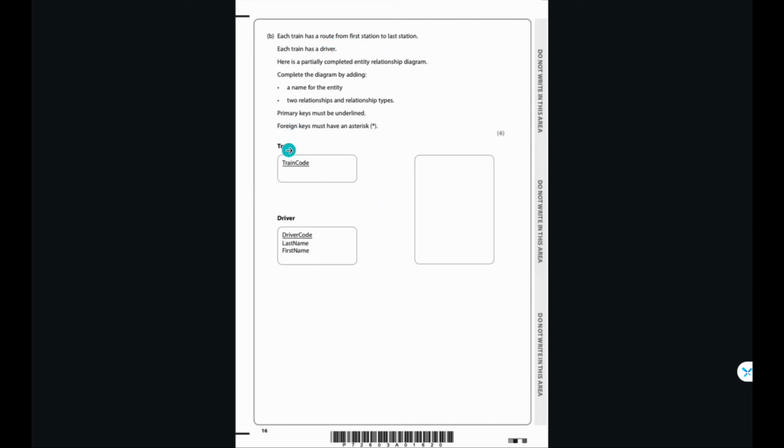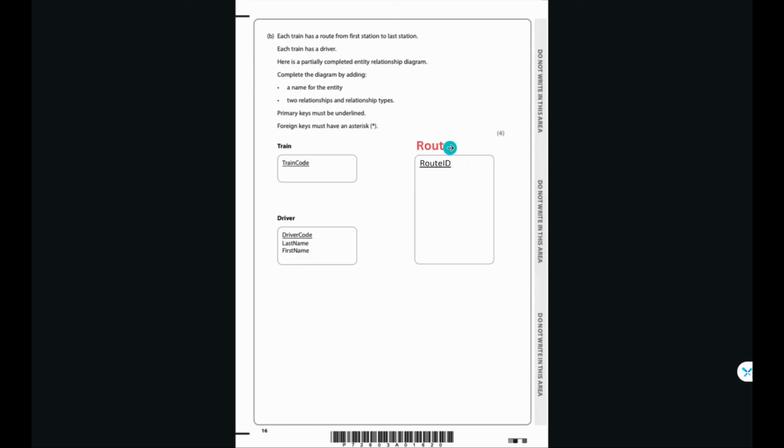That means every train has a route, right? Each train has a driver. The driver is already here, the train is here, but the route is not here. So for this entity, it must be route. Then they're saying that we have to mention the relationship and relationship type.